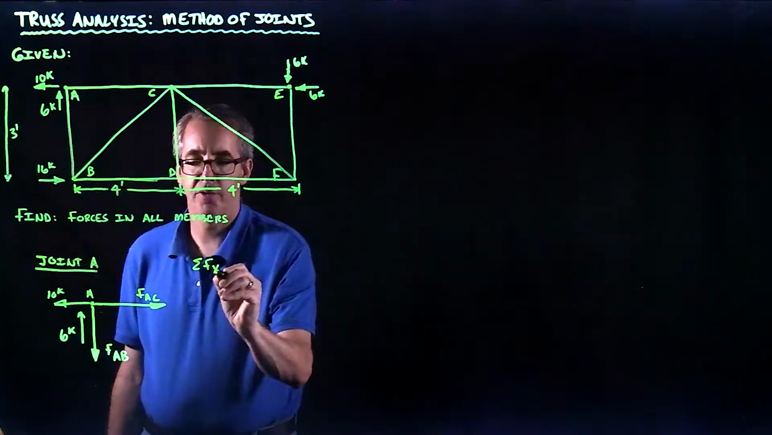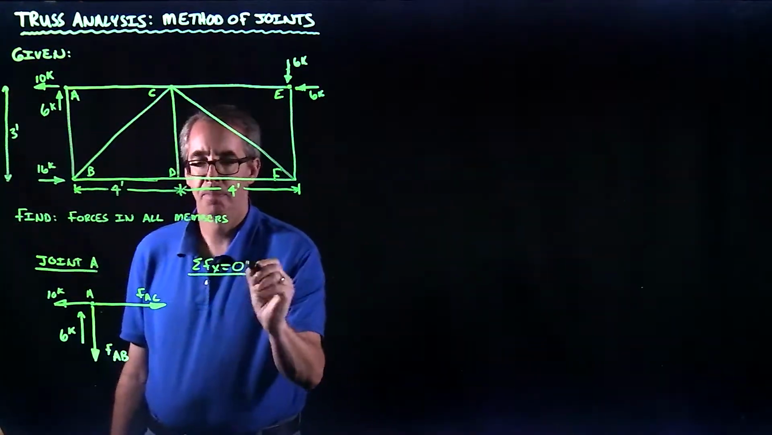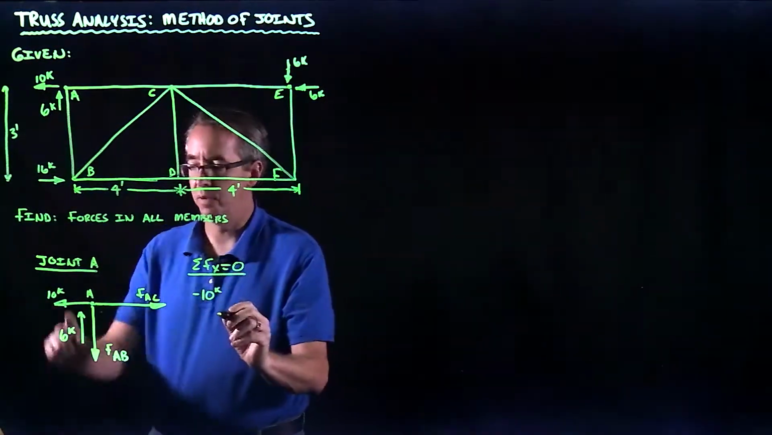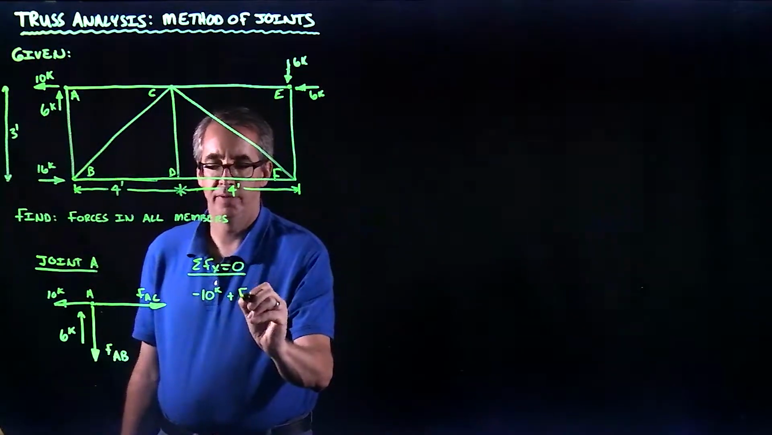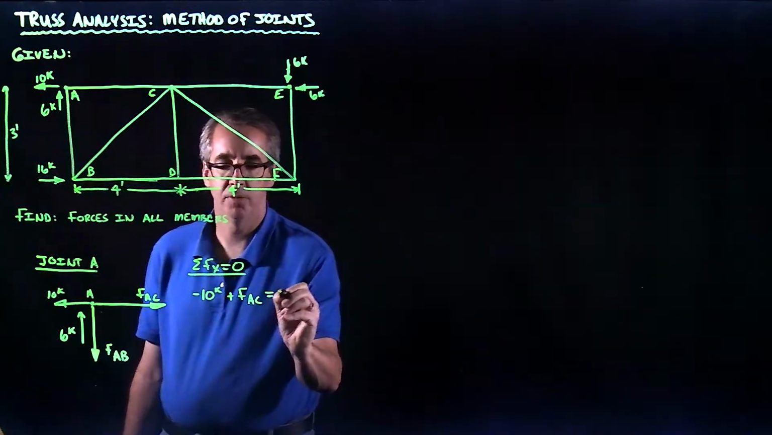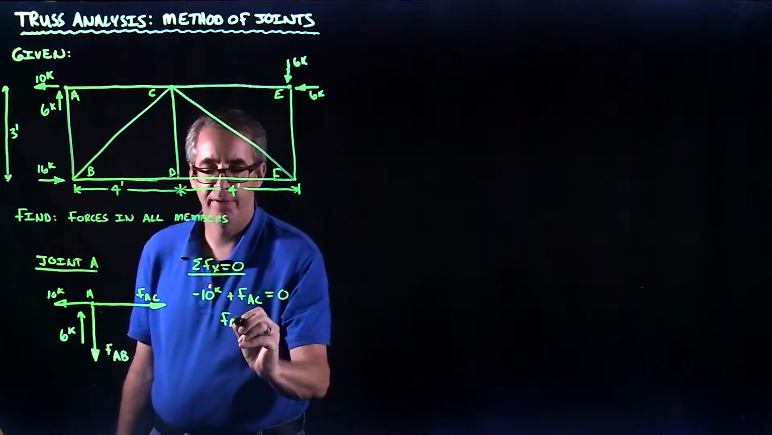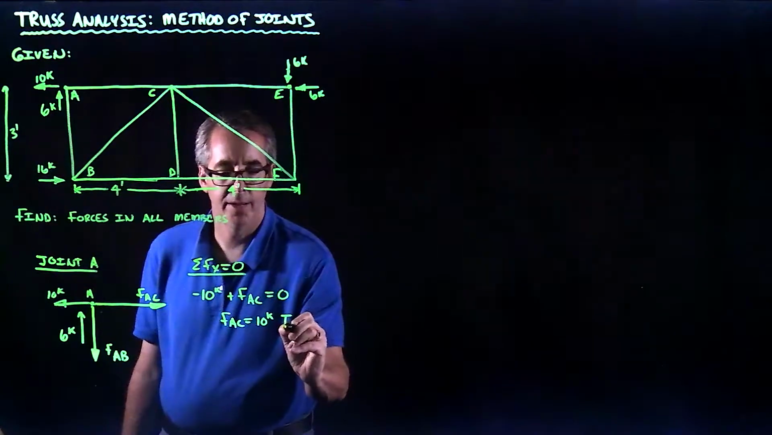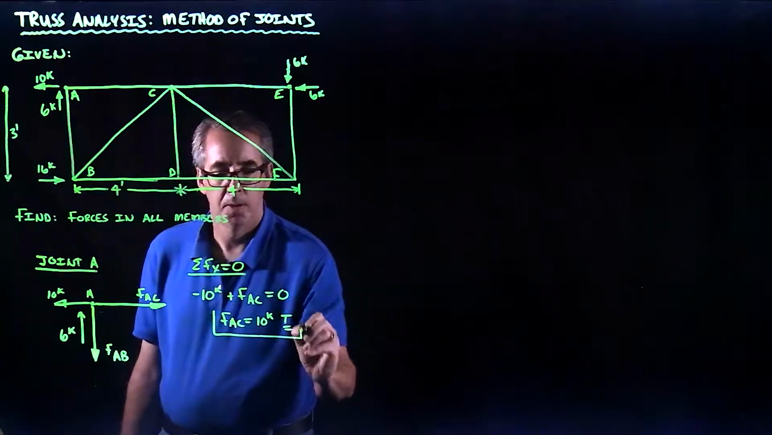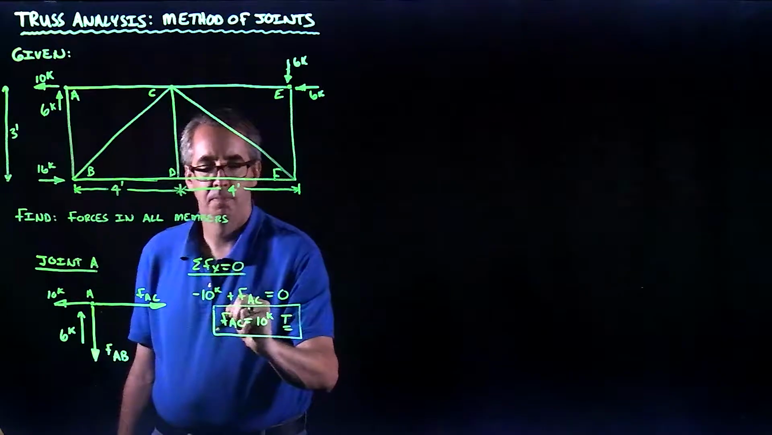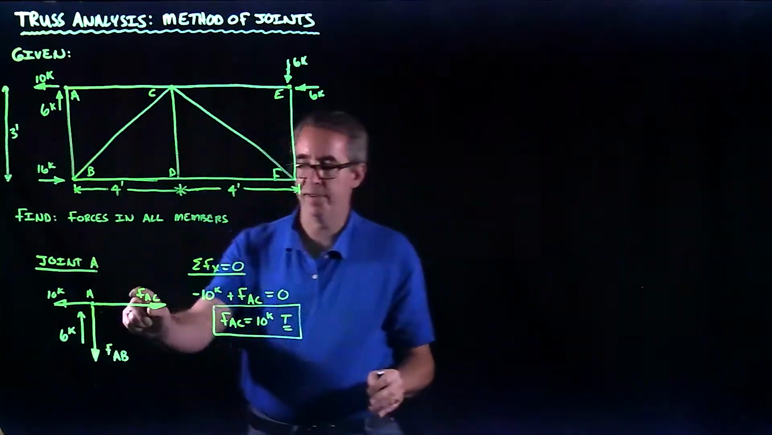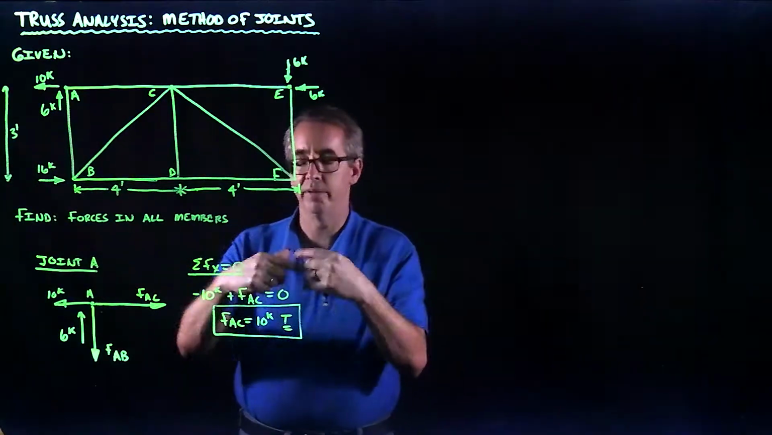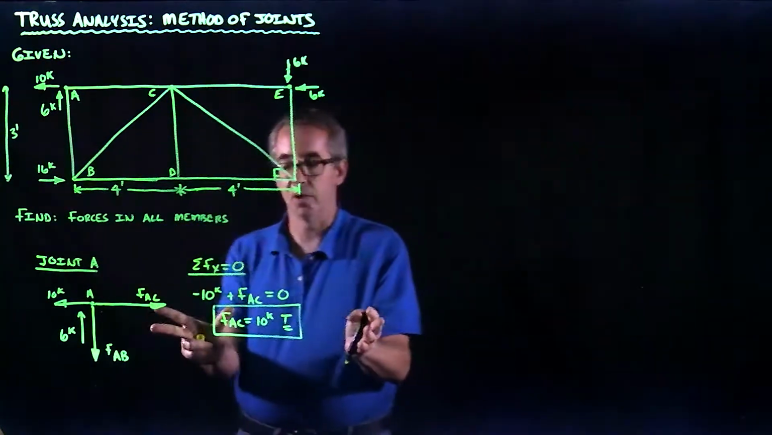So in the x direction, of course, they have to equal 0. And I've got minus 10K, that's going to the left, plus the force in member AC has to equal 0. So FAC is 10 kips, and it's in tension, as I had shown. I could have guessed that FAC wasn't going to the right. I could have guessed it was going to the left in compression, and my equation would have come out negative, indicating that my assumption was incorrect.